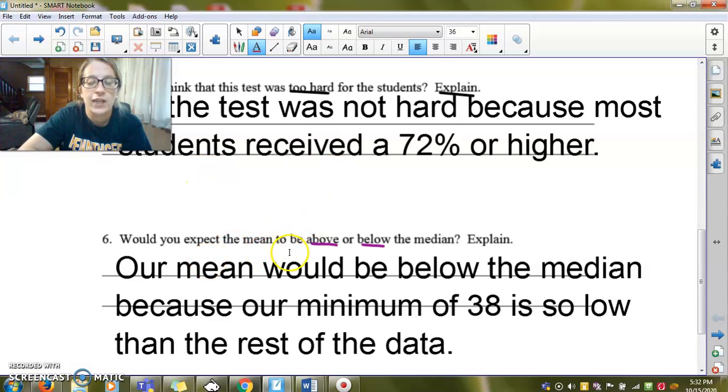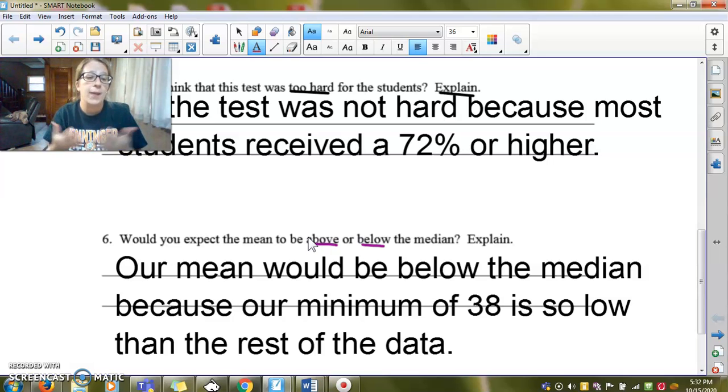So again, if you have a really high number, let's say this person racked up 150 on their quiz, that would make our mean go forward because it's going to follow that large number. In our example, we had a very low test grade, a 38. It pulled my mean backwards because it had to count that 38, even though it was so far different than everything else in the data.